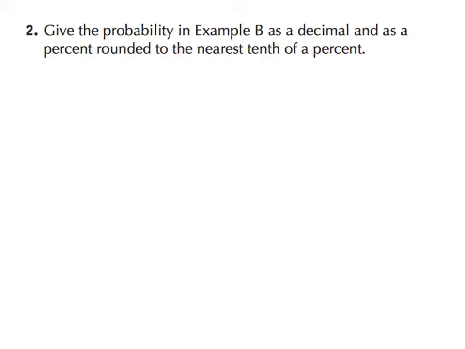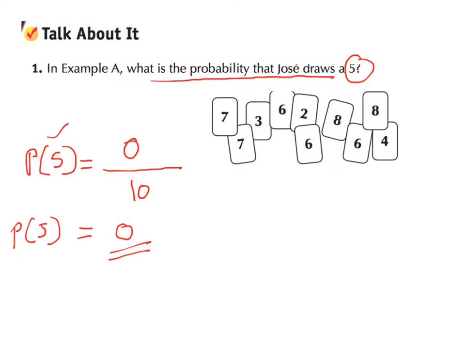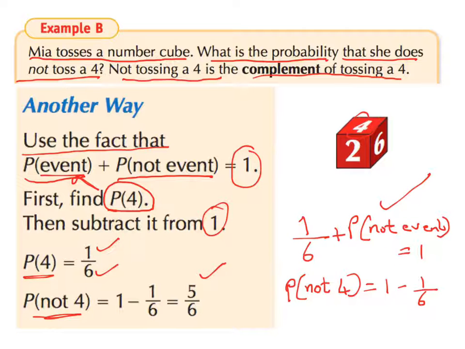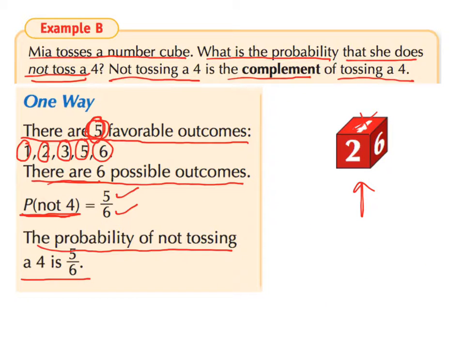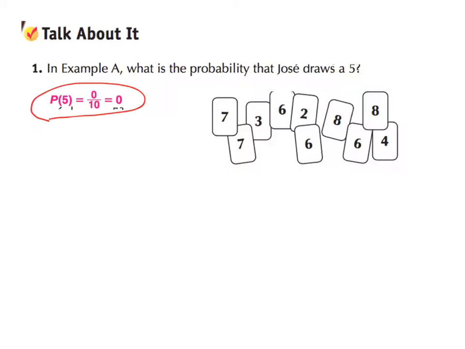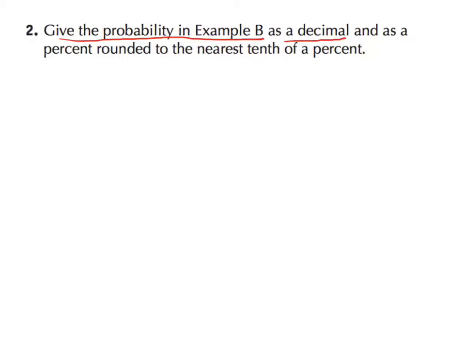Give the probability in example B as a decimal. So what is example B? Let's look at example B. The probability of not tossing a 4. How much was that? 5 over 6. So we have to give this number. Give the probability in example B as a decimal and as a percent, rounded to the nearest tenth of a percent.